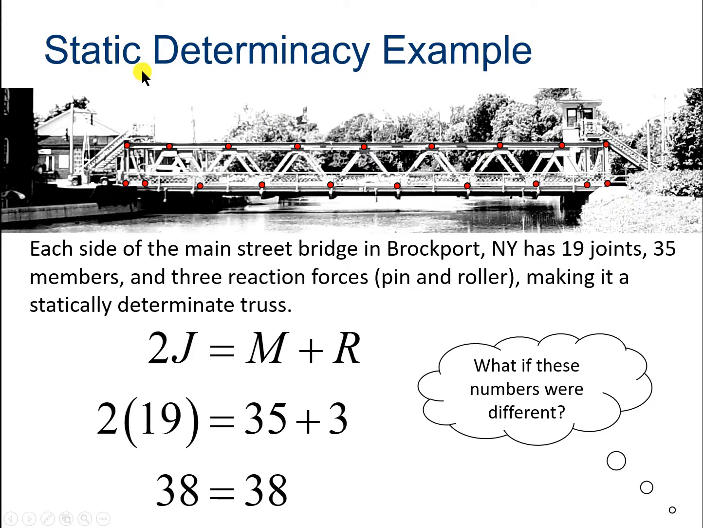So this is a static determinacy example, and there are so many bridges out here. They're usually quite old, because now we make most bridges with concrete, which has its own pitfalls, but nonetheless it's cheaper generally, I think. However, let's look at this bridge. It's a Main Street bridge in Brockport, New York, and it has 19 joints, 35 members, and 3 reaction forces, a pin and a roller, making it statically determinate. 38 equals 38.